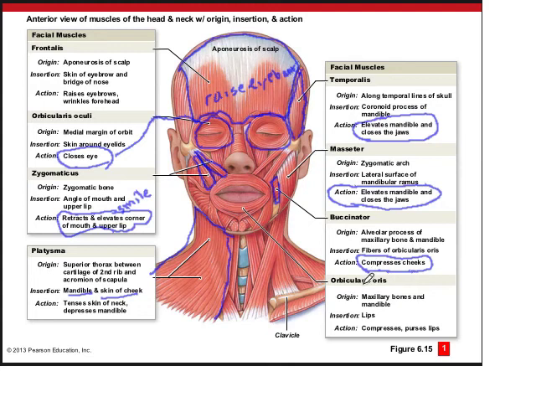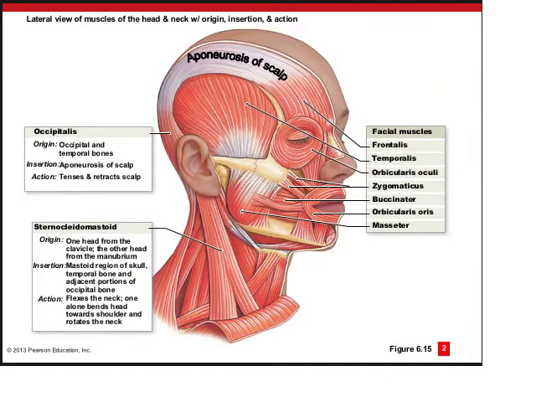Okay. The orbicularis oris is this circular muscle here. And he has an origin on the maxillary bones of the mandible. He inserts onto the lips. He compresses and purses the lips. Okay. And so he helps you whistle, as an example of an action. Okay. This is lateral view.